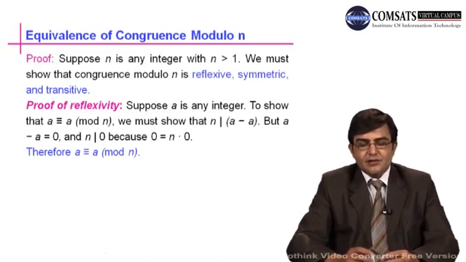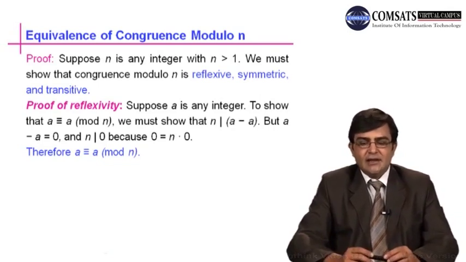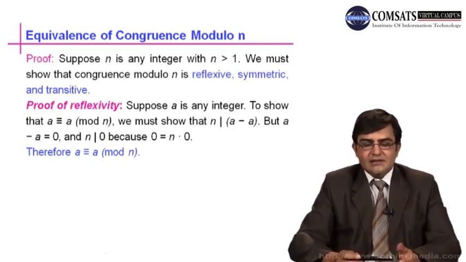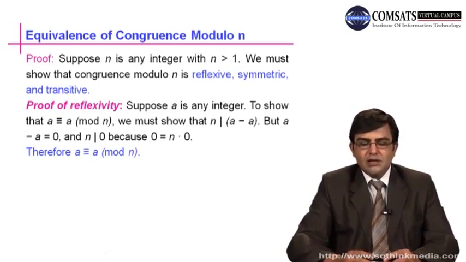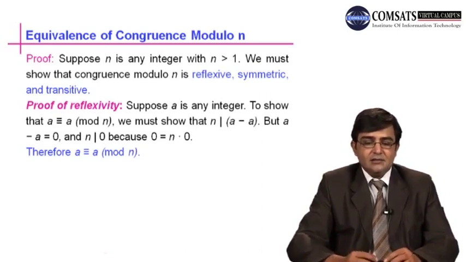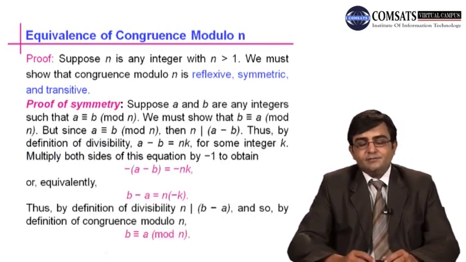Suppose a is an integer. To show that a is congruent to a mod n, we must show that n divides a minus a. But a minus a is 0, and n, any number, divides 0. So therefore a is congruent to a mod n. Therefore we can say that this relation, congruence modulo n, is a reflexive relation. Now we have to prove that this relation is symmetric.